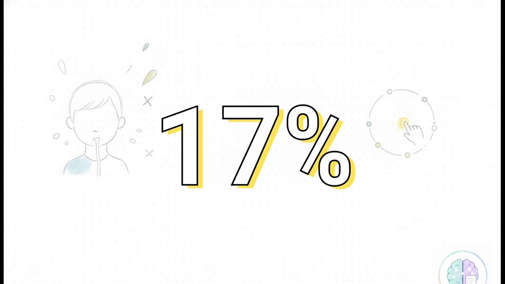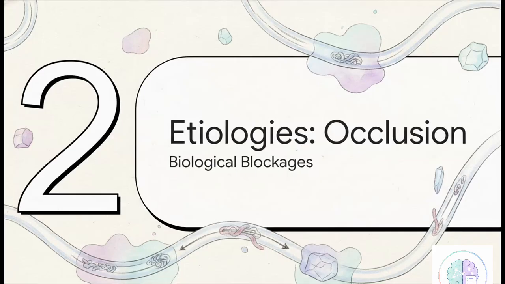17%. I really want you to think about that number for a second. That is the approximate shunt malfunction rate during just the first year of placement in pediatric patients. We're talking about nearly 1 in 5 patients experiencing a failure within 12 months. That insanely high rate is exactly why mastering the diagnostic tapping protocol isn't just good to know, it is an absolute necessity. Let's move on to part 2, etiologies, specifically looking at the causes of occlusion.